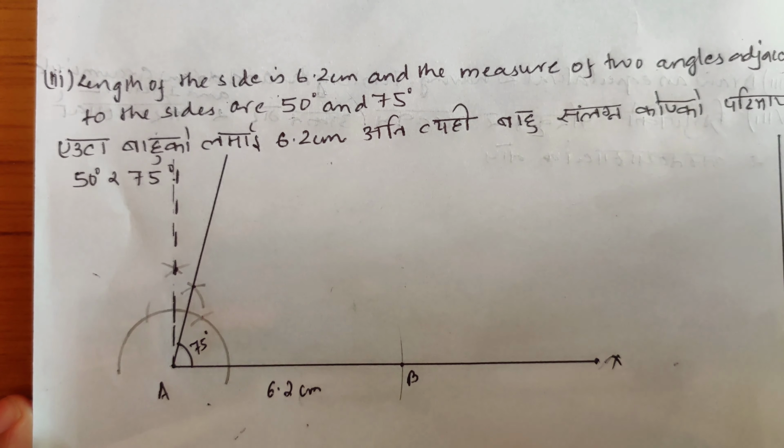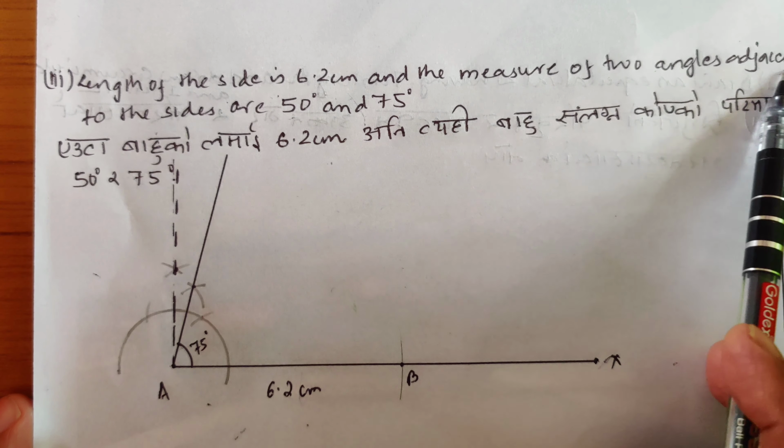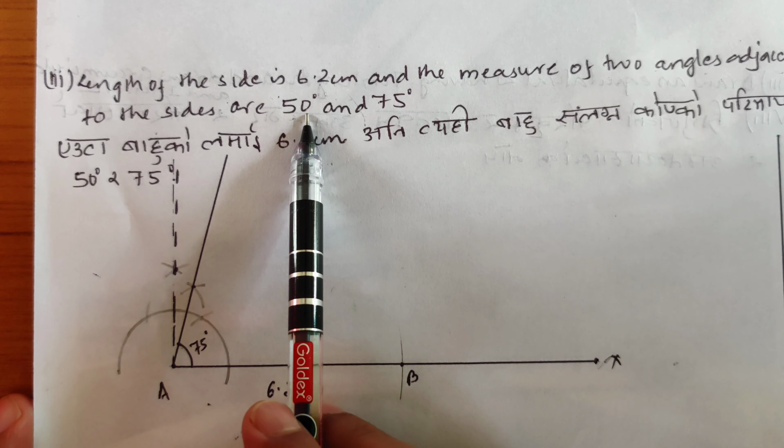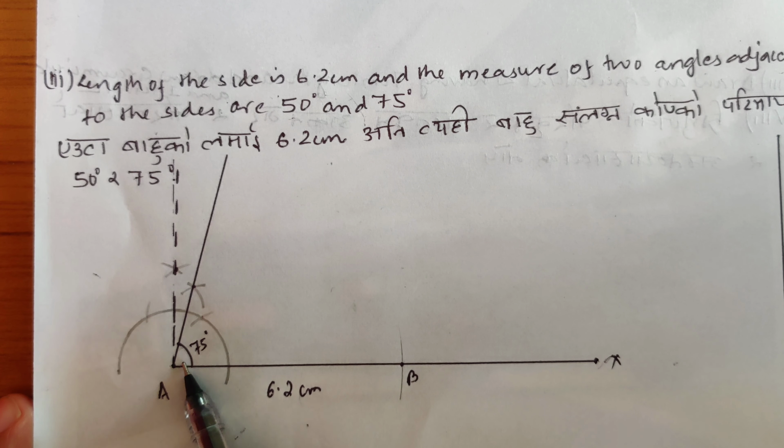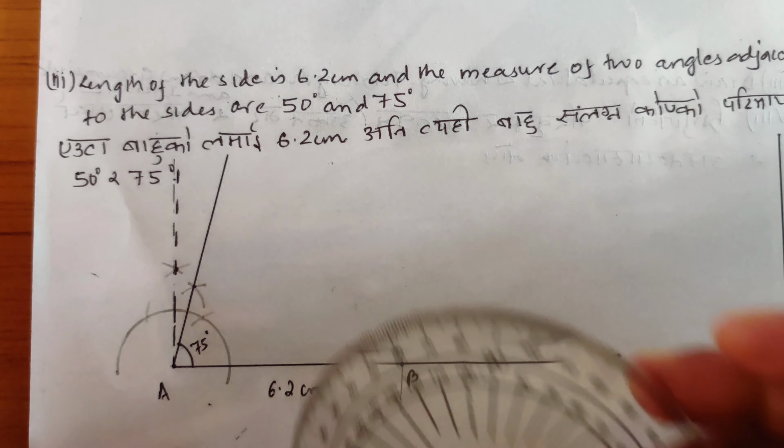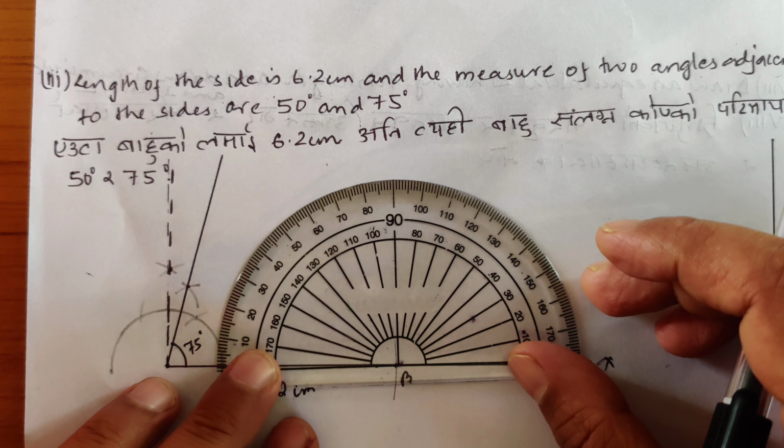And let's go back to the question. It says the two angles adjacent are 50 degree and 75 degree. So I can draw 50 degree from here or 75. So I've already drawn 75 degree from here. So from B I need to draw 50 degree. So let's just use a protractor and draw 50 degree.